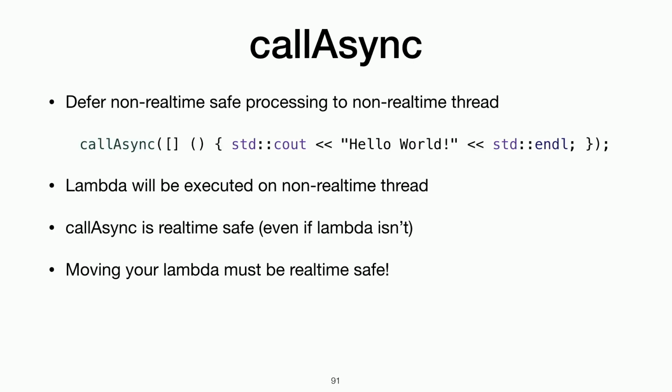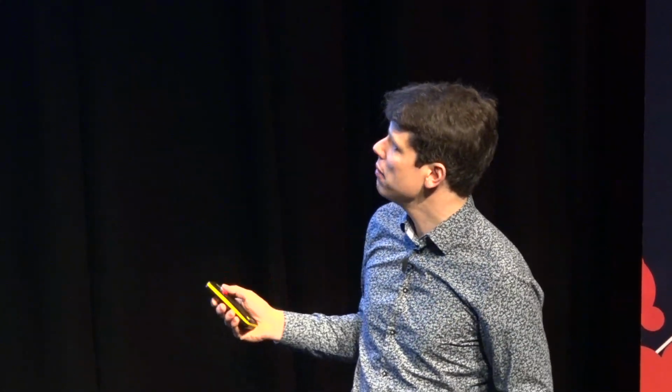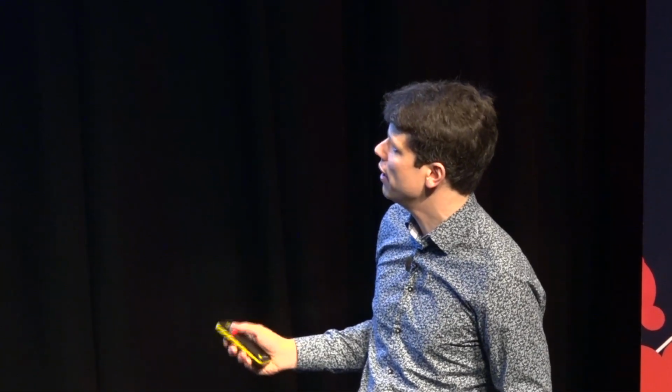Okay, so one of the best things you can do with a FIFO is something called call async. JUCE users might know call async from the JUCE library. What it does is very useful. You want to do some kind of non-real-time-safe thing on a real-time thread, let's say logging, reading from disk, etc. Now, you're not allowed to do it on the real-time thread, but what you can do is defer that execution onto a non-real-time thread. So basically, the lambda is executed on a non-real-time thread, while the call async itself is executed on a real-time thread and is real-time safe.